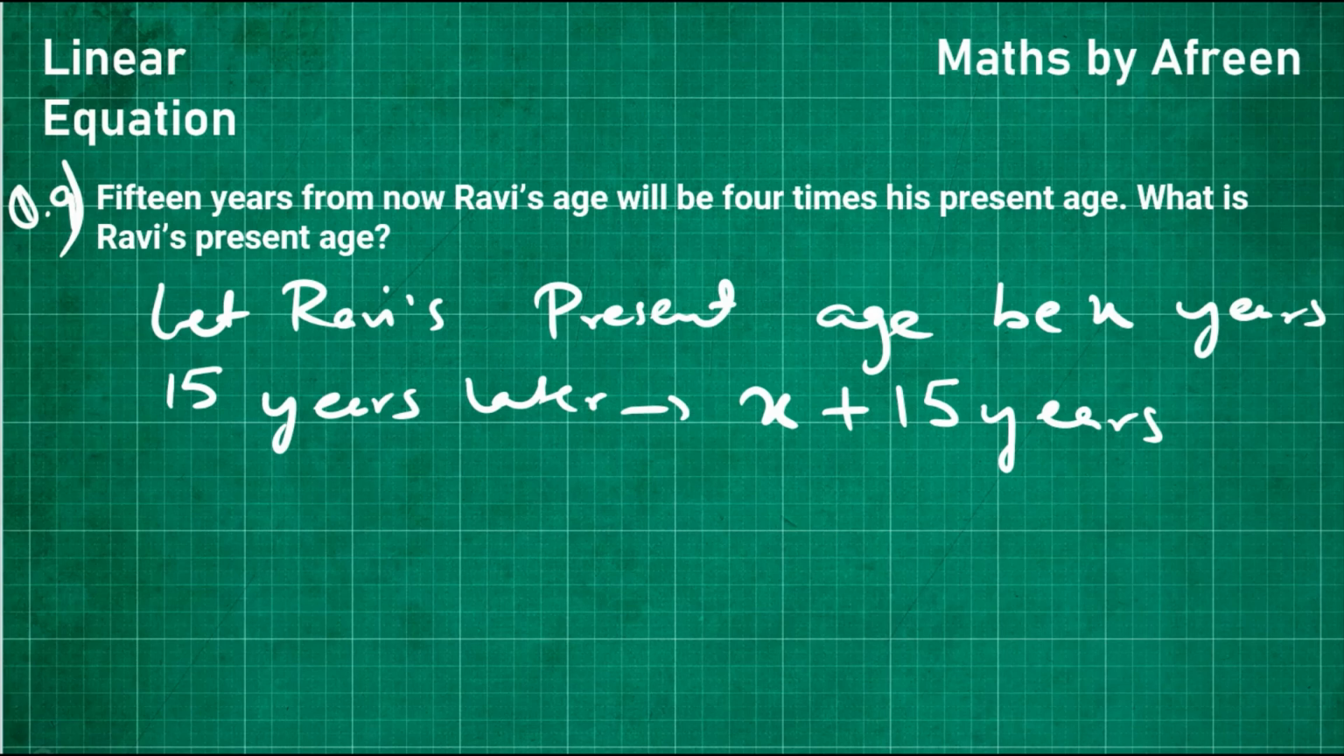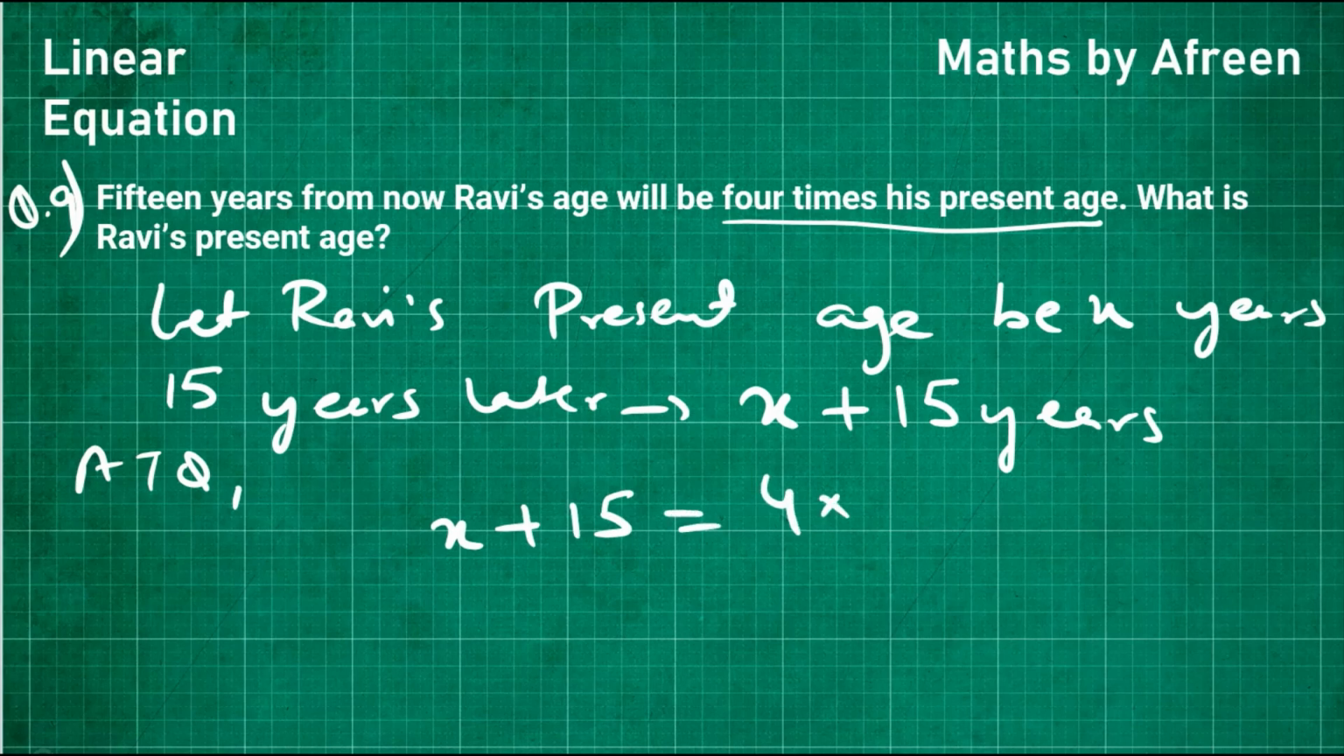So after 15 years his age will be 4 times his present age. So according to the question, let us take x plus 15. This is the age after 15 years, and it will be equal to 4 times the present age. And what is the present age? x. Now we will solve for x. 15 equals, transpose this x from left hand side to right hand side. 4x minus x equals 15.